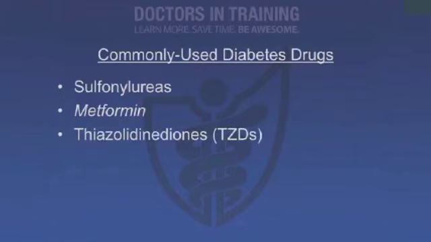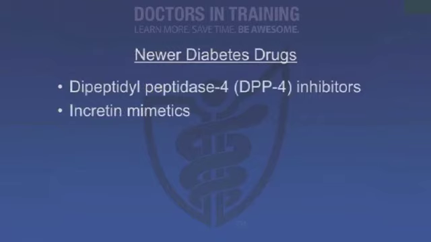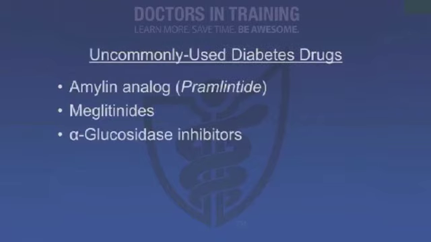I'm going to skip around a little bit today and not follow the order of Lippincott's pharmacology book. We're going to cover the most important drugs first. We'll cover the most commonly used drugs, the ones you have to know, which include the sulfonylureas, metformin, and the thiazolidinediones. We're also going to cover some of the newer drugs, the DPP-4 inhibitors and the incretin mimetics. And then last we'll talk about some of the uncommonly used drugs, which is the amylin analog pramlintide and the meglitinides and the alpha-glucosidase inhibitors.